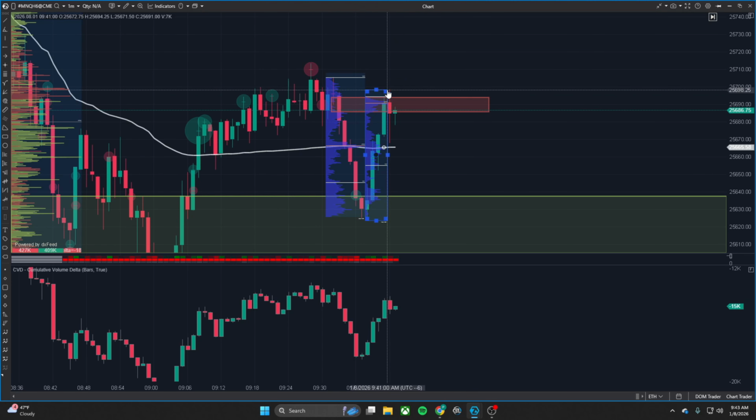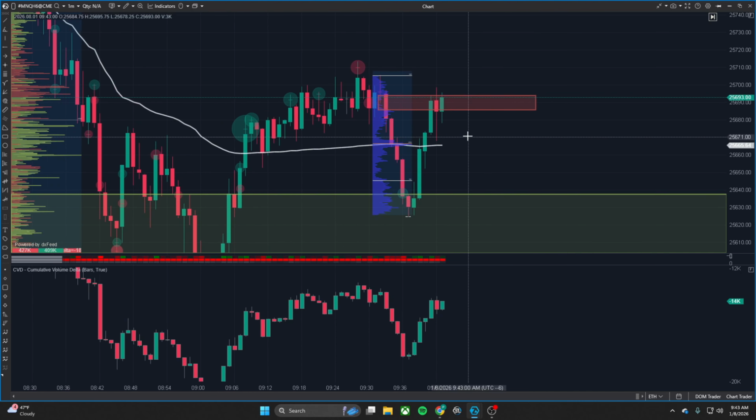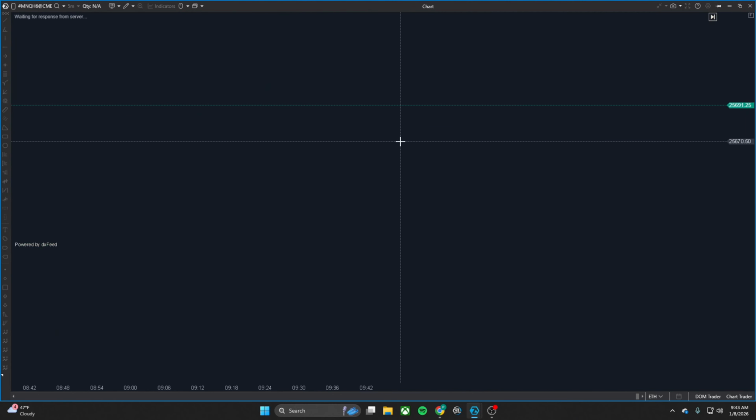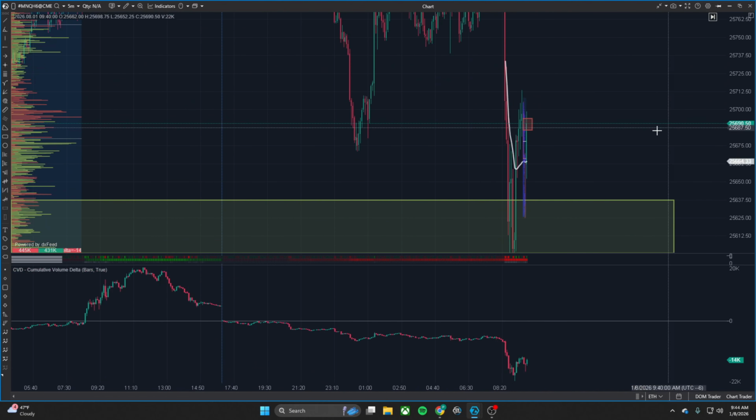I think it's too early to know for sure that we had a reversal. So we're in the low volume node right now. There's another one way lower here. Maybe we do go longer, but it's too early to decide that this is a reversal. Let's look at the 5 minute. Maybe not too early.